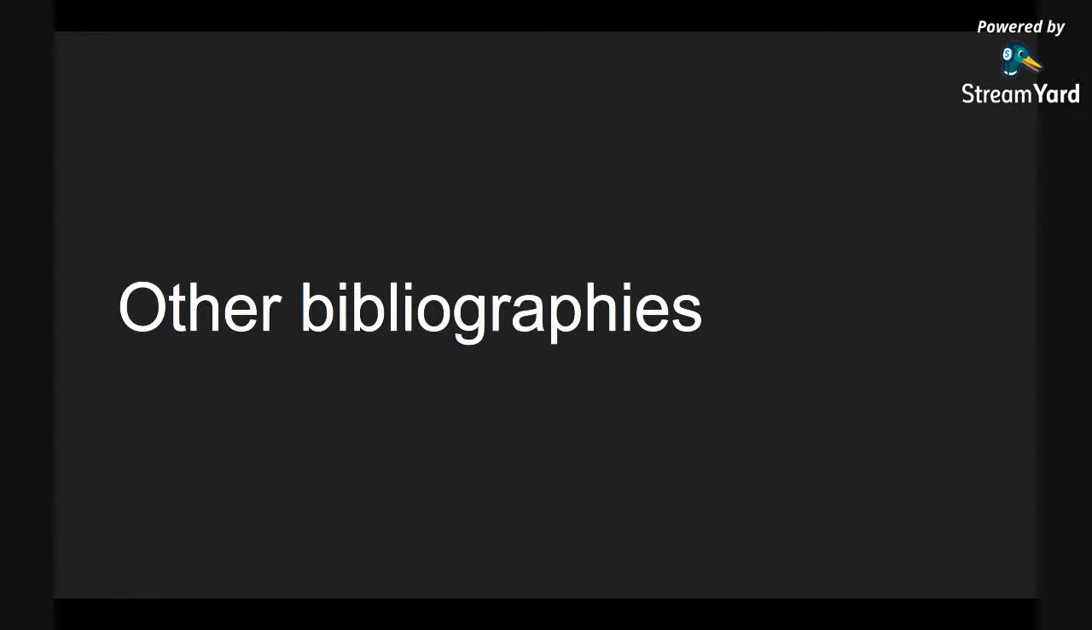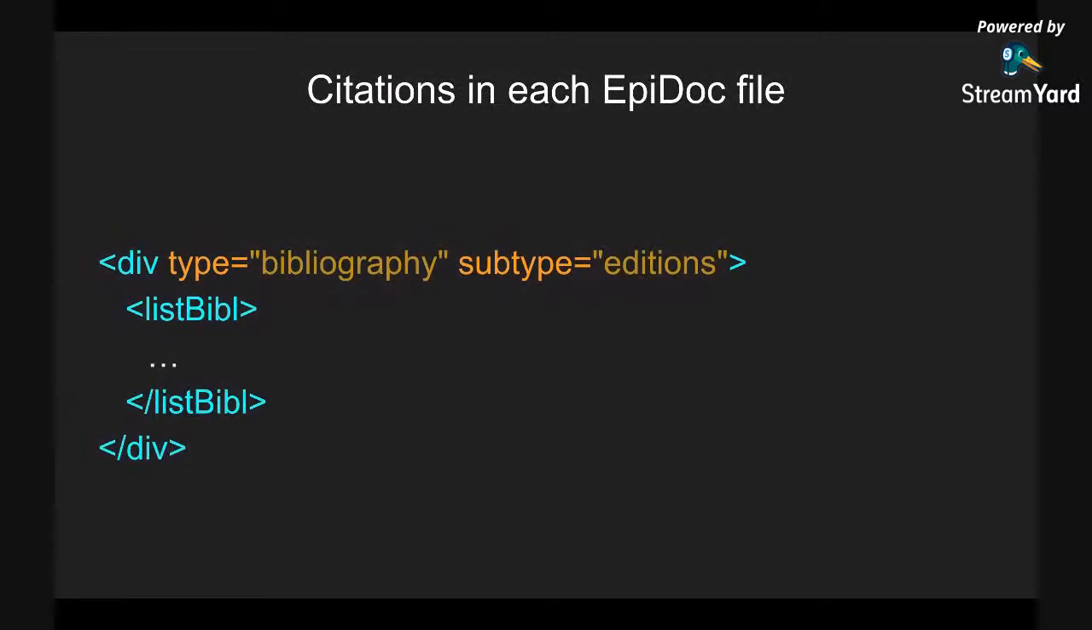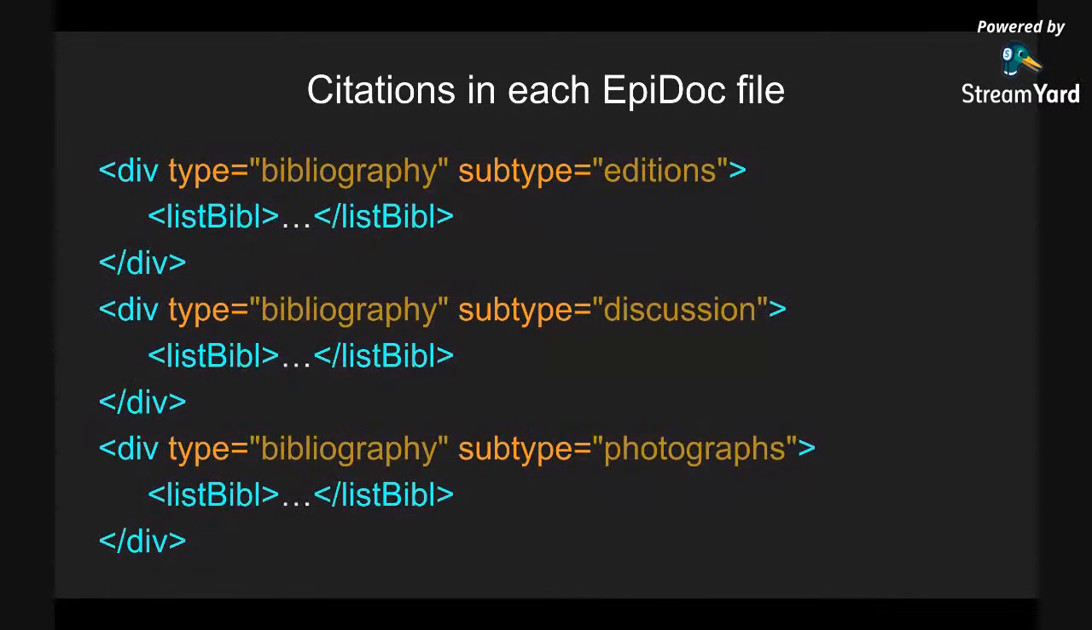So far we've seen the bibliography of previous editions of the text. You can, if you want, have multiple bibliographies in each papyrus in your corpus, for example. So in this case, you might have one bibliography of editions, and so we could use div type equals bibliography, which is the constrained value that you need for your bibliography to be in, but then you can have a subtype to subclassify that in any way you like. You could have the sub-bibliography of editions, another bibliography of discussions, another bibliography of photographs, of translations, any other kinds of bibliographies you can imagine.